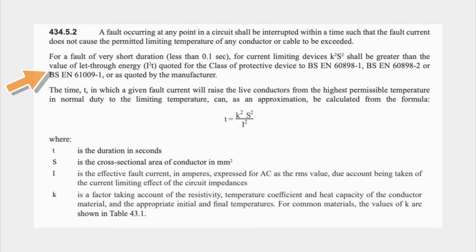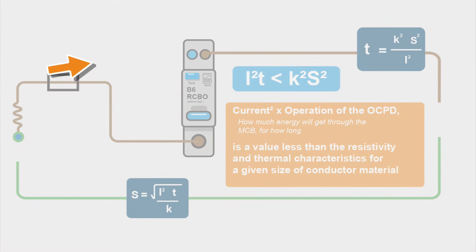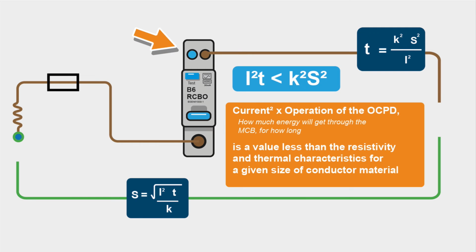Let's have a quick look at the reg. It tells us that for a fault of a very short duration, K squared S squared shall be greater than the value of the let-through energy, I squared T, of the protective device. So we're doing two things here. We're checking that the protective device will operate in such a time before the live conductors reach their limiting temperature. And we're also confirming that the size of the CPC is adequate to carry that fault current.